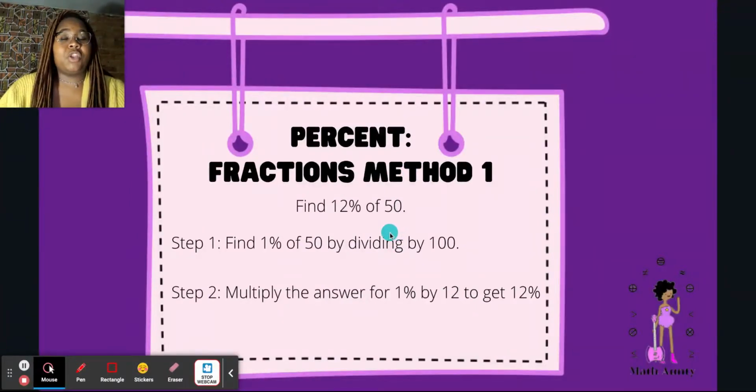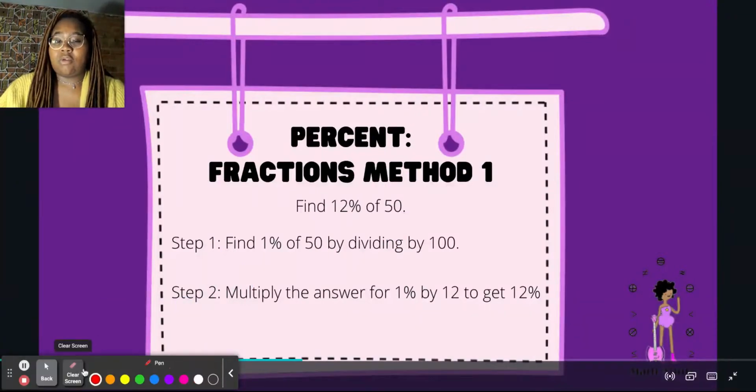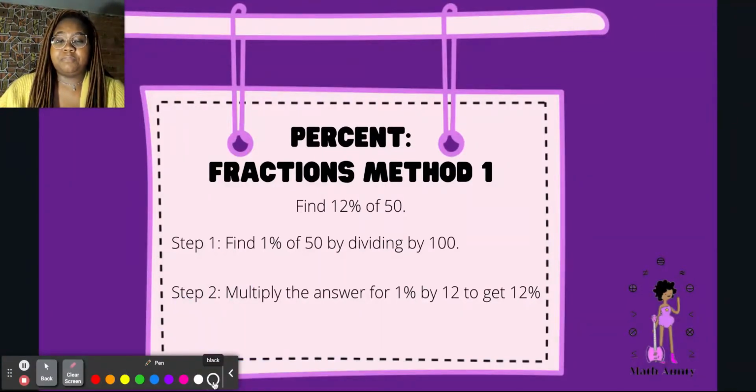For the first method, we're going to use fractions, and we are going to show how to calculate 12% of 50. All right. First, you find 1%. Find 1% by dividing by 100. We take 50, the number we want to find the percentage of, and divide it by 100. 50 divided by 100 is 1/2. Well, 1/2 is 1% of 50.